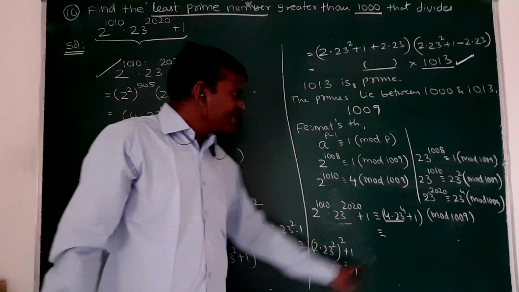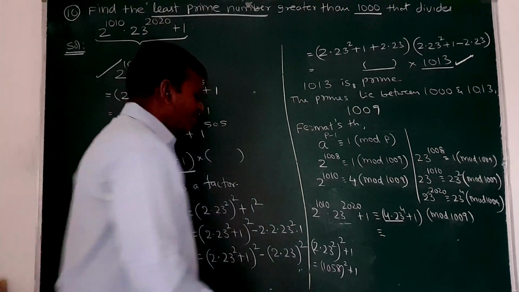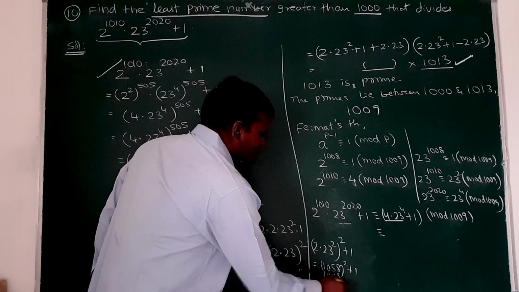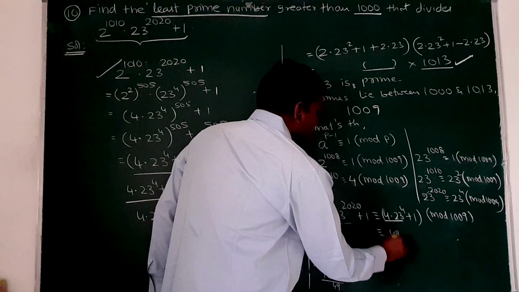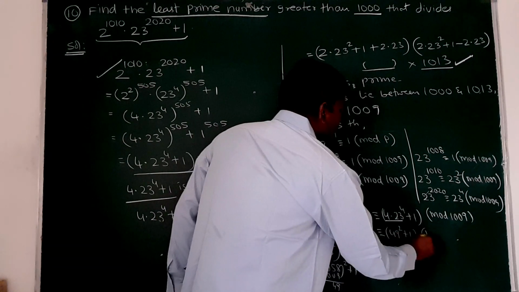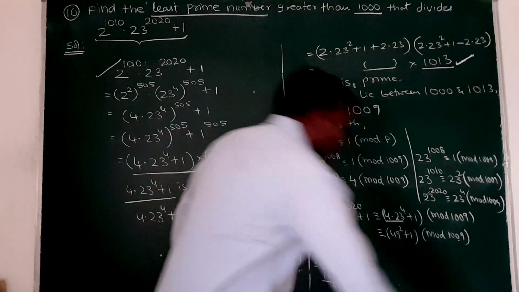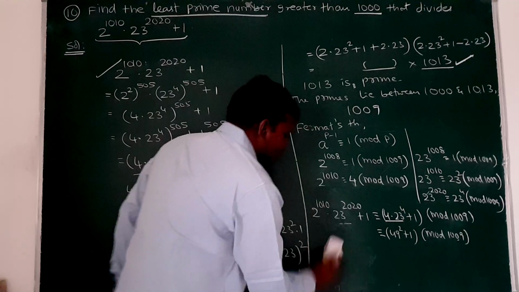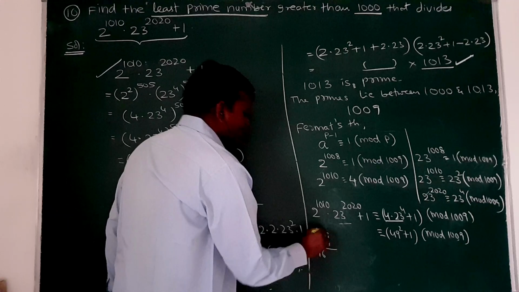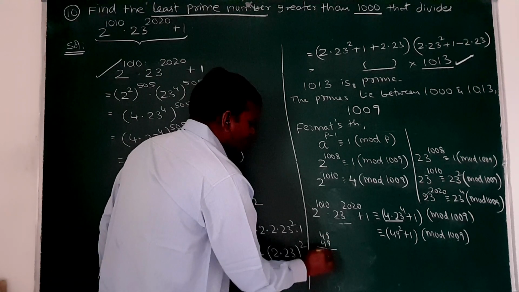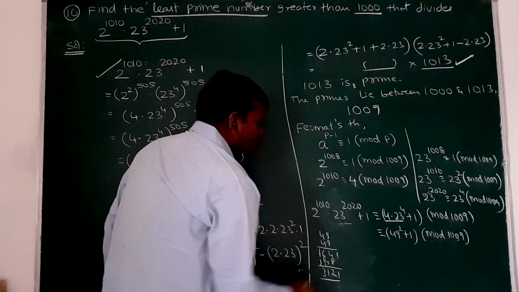Well, 1058 divided by 1009, what is the remainder here? Only one time it will go. That means if I subtract 1009, I am getting 49 here. So this is nothing but 49 square plus 1 mod 1009. What is the value of 49 square? 49 square is 2401, so 49 square plus 1 is 2402.